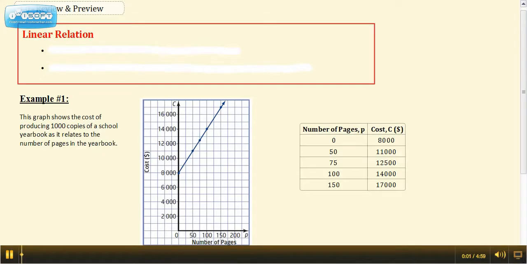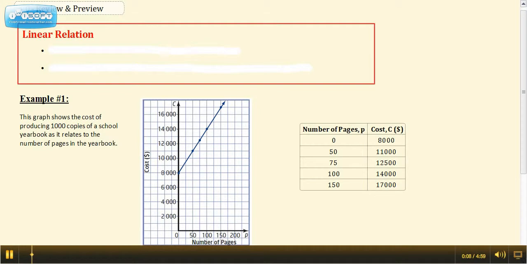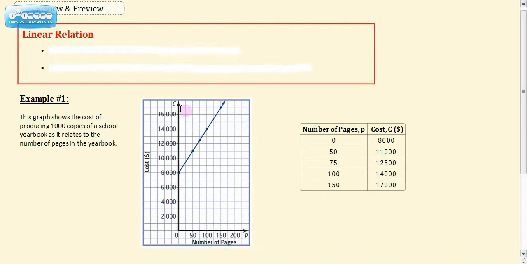Today we're going to review linear relationships. This is a continuation from our Unit 3. So, I'm going to review linear relationships using an example shown here.